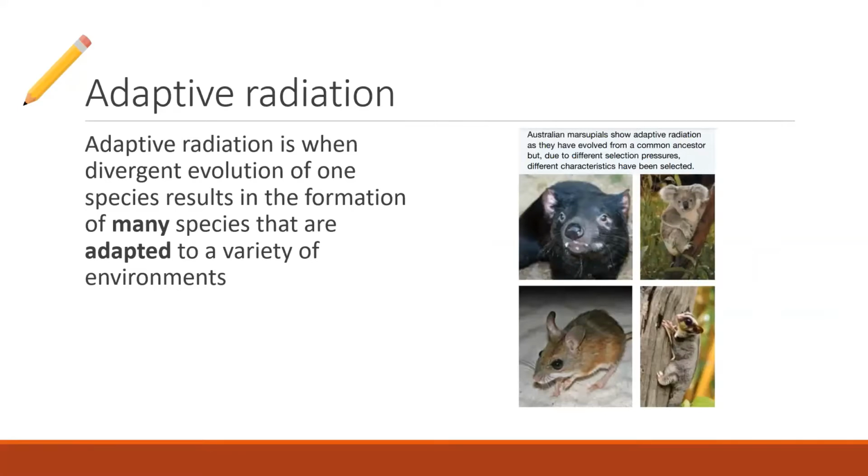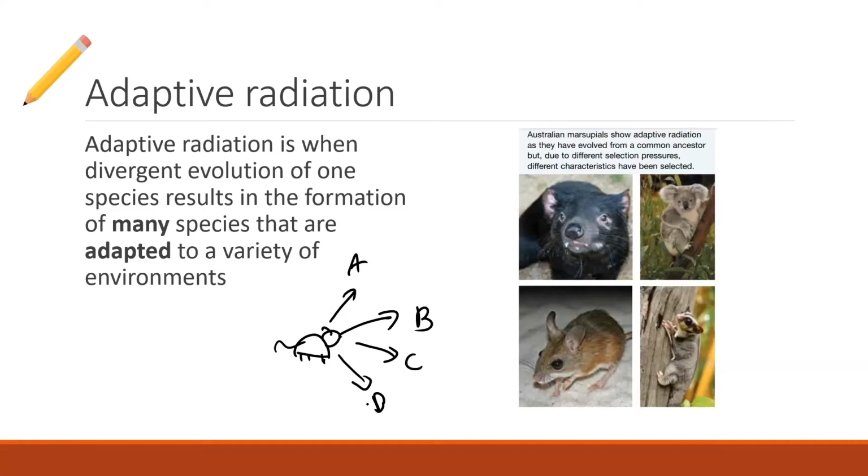We'll talk about adaptive radiation, which sounds like some kind of deadly radiation, but it's not. Adaptive radiation is when divergent evolution of one species results in the formation of many species that are adapted to a variety of environments. So if you take one species, it can adapt into lots of different species, I guess more than just two.